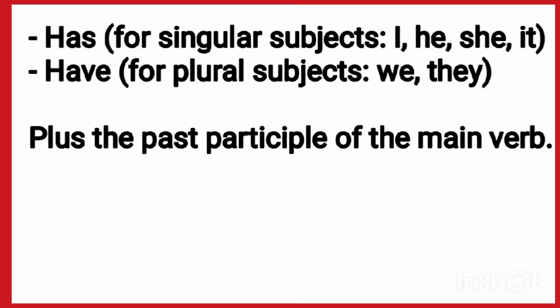Now we have has for singular subjects: I, he, she, it. Actually, I is a mistake here; for I we use have. Has is used for he, she, it, and have is used for I, we, you, they, plus the past participle of the main verb.